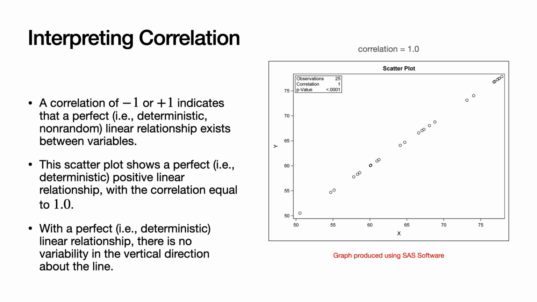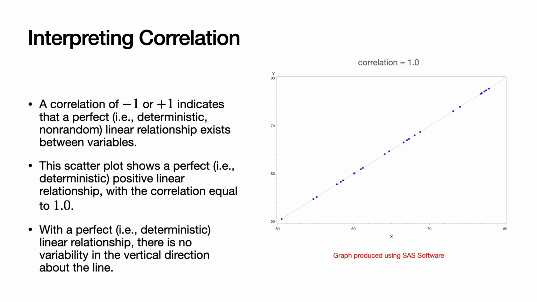Now again, a correlation of either -1 or +1 indicates a perfect linear relationship exists between the variables. In this example, we have a data set where the points appear to be on a straight line. And if we superimpose a line of best fit, we see that the points all fall perfectly on that line. And so because there's no deviation in the vertical direction of the points from that line, we have a completely deterministic relationship between the two variables x and y. And corresponding to that, we have a correlation of +1.